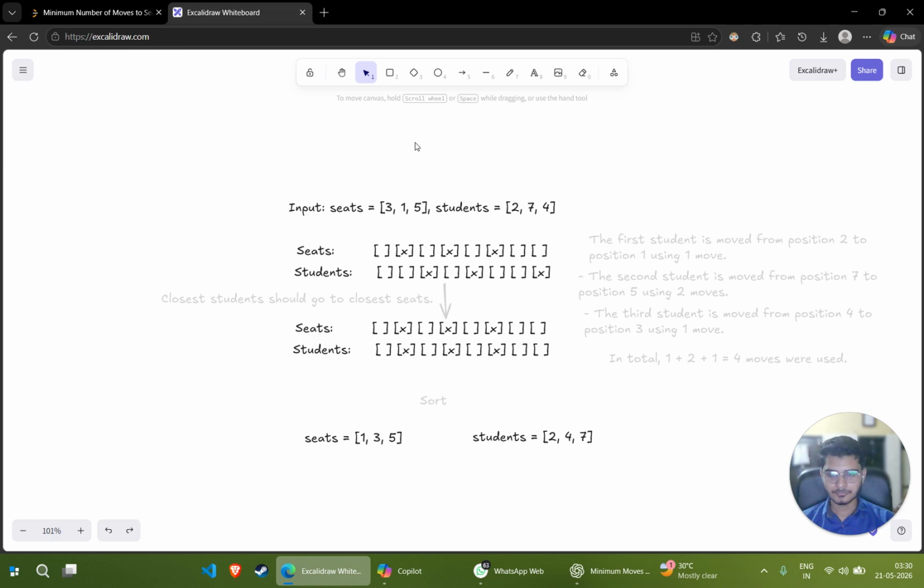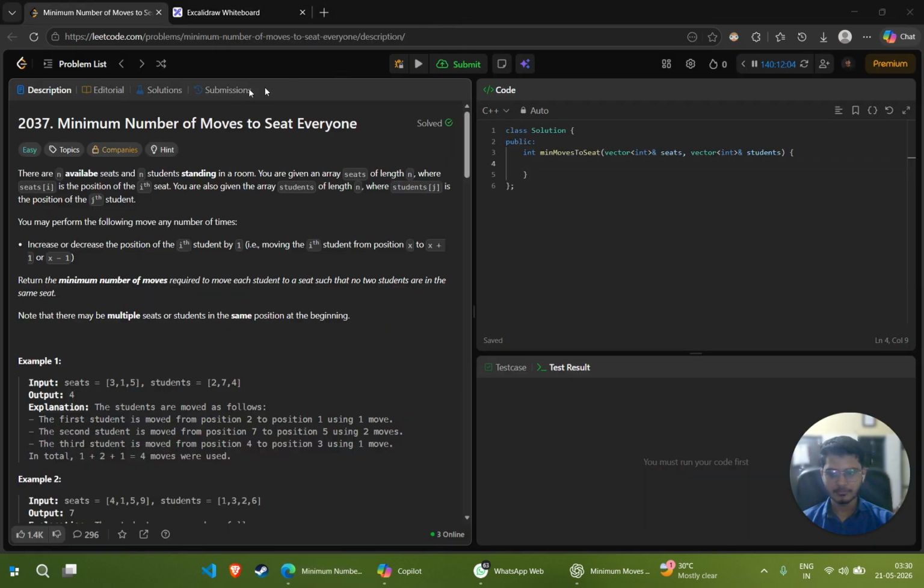So what can be our approach? Let's jump in. First, I sort both the arrays so the students and seats are arranged in order. Then I traverse through the arrays and calculate how far each student is from their corresponding seat. I keep adding those distances to the answer. In the end, the total distance gives the minimum moves required. So that's our approach. After finding the corresponding seats, we find the absolute difference, and we calculate the differences.